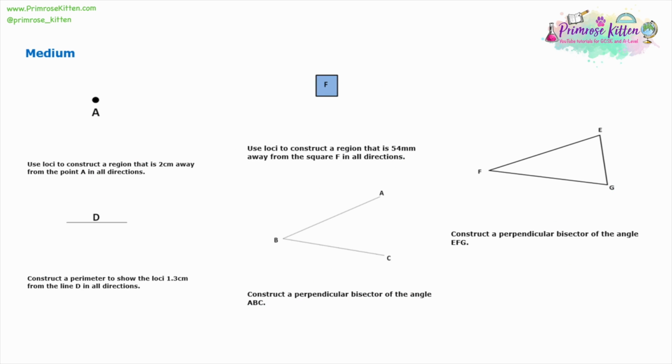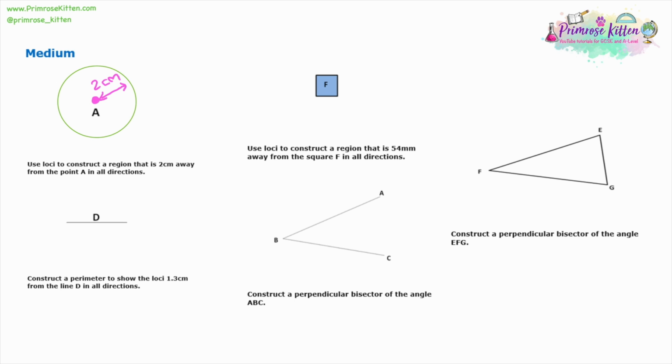For the medium questions, the first thing we'll look at is loci of other sorts of shapes. Now, let's look at the point first, which we did with the easy questions. So it says, use a loci to construct a region that is 2 centimeters away from point A in all directions. So you get your compass, you set it to 2 centimeters, and then with the metal part of the compass on A, you're going to draw a 2 centimeter circle all the way around A. Now, again, I'm not going to measure this accurately because you have a different screen size. The measurements will be different for you, but you can check it afterwards. From the center to the edge, you should be able to measure 2 centimeters.